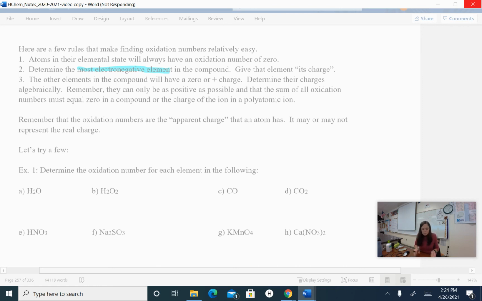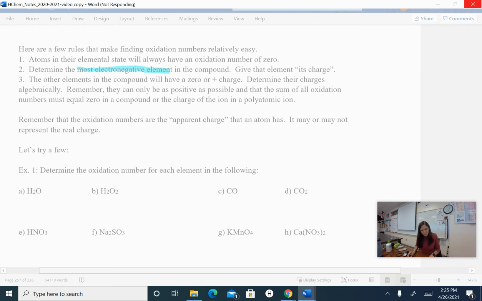The other thing to remember is that oxidation numbers are the apparent charge. We can really only assign real charges to ionic things. Because we're not necessarily dealing with ionic compounds all the time, these are just a bean counting tool that may or may not truly represent the real charge. We're going to try a few in a minute when my computer allows me to start working again.